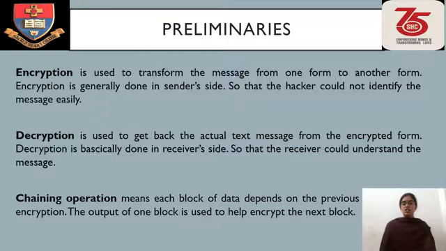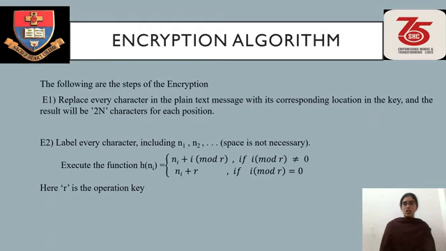Chaining operation. Chaining operation means each block of data depends on the previous block of encryption. The output of one block is used to help encryption for the next block. There are two types of algorithm. One is the encryption algorithm and the other one is the decryption algorithm. Now we are going to see the encryption algorithm.